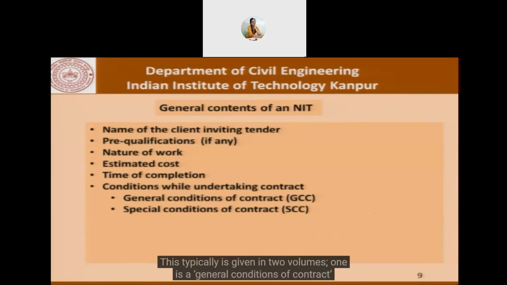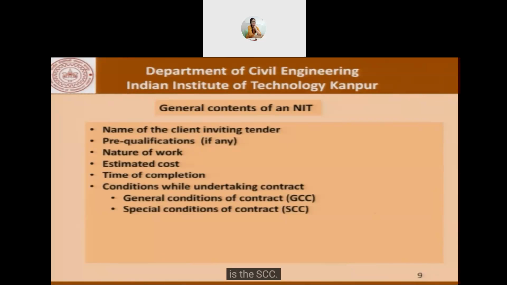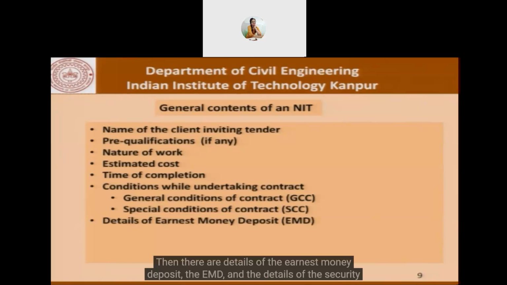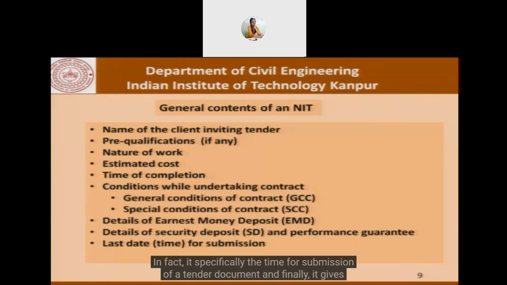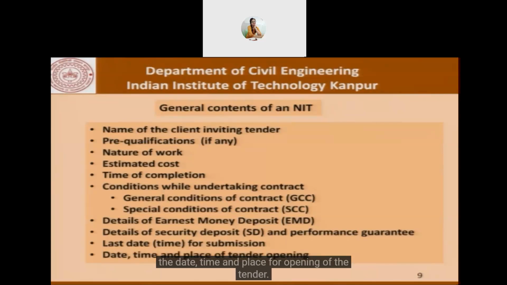This typically is given in 2 volumes. One is the general conditions of contract, which is called the GCC, and the other is the special conditions of contract, which is the SCC. Then there are details of the earnest money deposit, the EMD, and the details of the security deposit and the performance guarantee. It also contains the last date, in fact, specifically the time for submission of a tender document. And finally, it gives the date, time, and place for opening of the tender.